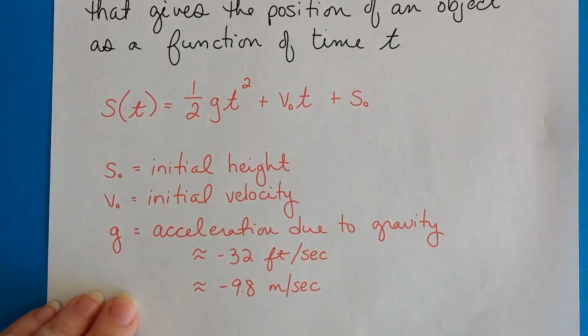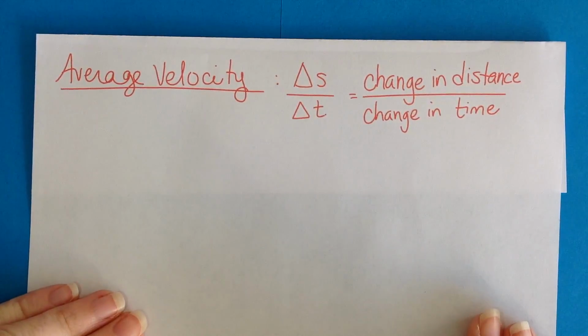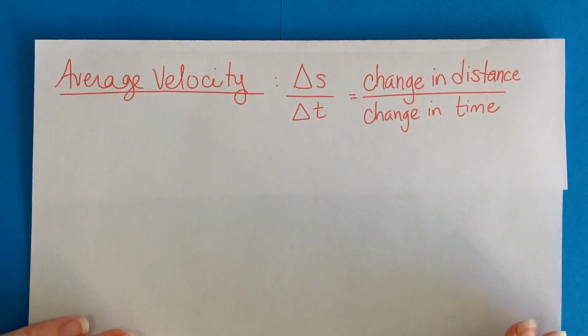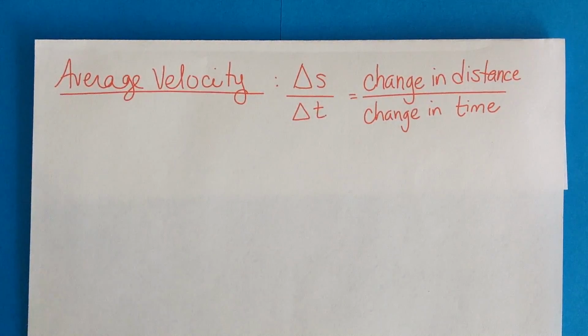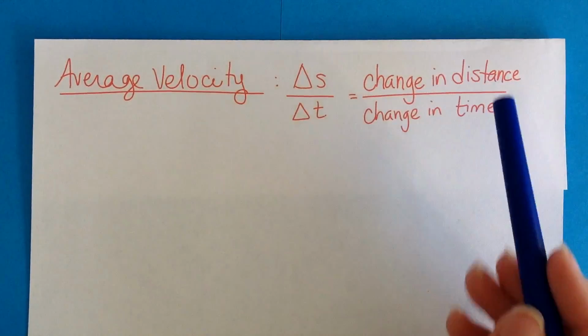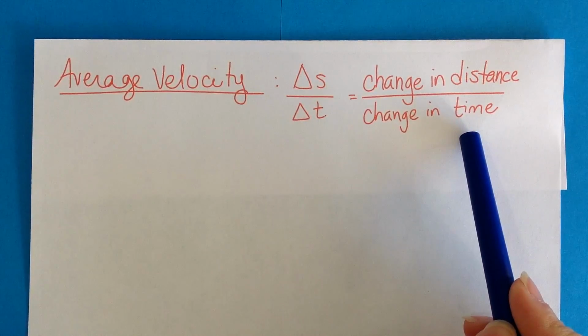All right, next you're going to be asked about average velocity. When you're talking about average velocity, of course, if you think back, what we're talking about is rate of change, so that's always related to slope. So if you think about when you're finding slope, you do the change in y divided by the change in x. So average velocity is your change in distance divided by your change in time.